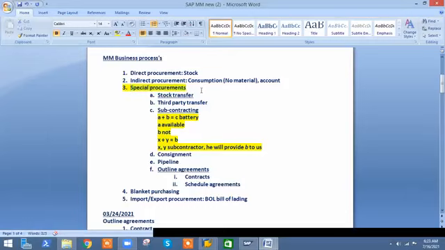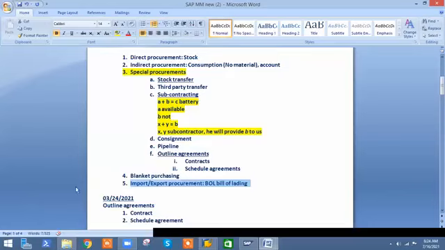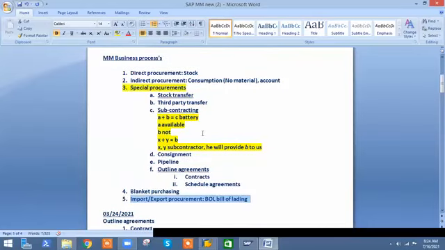That is why the most priority is given to special procurements, where we have stock transfers, third parties, contracting, consignment, pipeline, and agreements. Again, these agreements are classified as contracts and schedule agreements. In addition to that, we have blanket purchasing and then import and export procurement. Generally this will not be mandatory and is not much important. So up to 4, these many are very, very important, out of which the third is very, very important.